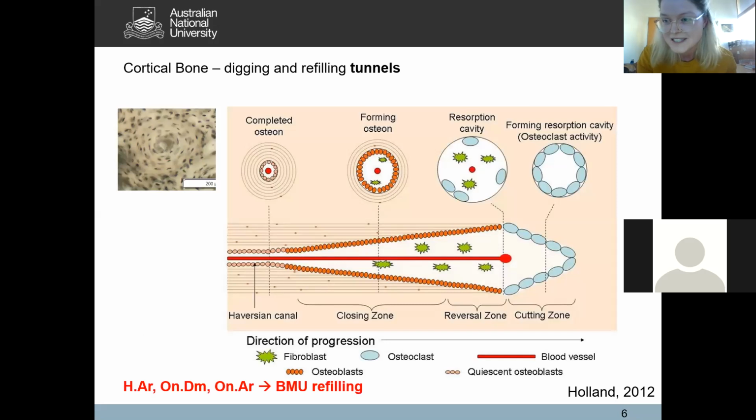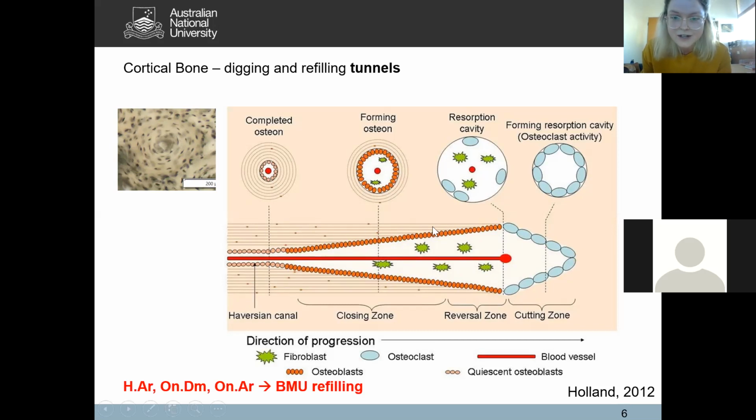Obviously we have to go through a bit of the biological background and link the data to what information they can actually give us. As a reminder, last week we talked about the bone multicellular unit, the cutting cone that's digging tunnels in your cortical bone. You remember that it looks something like this.